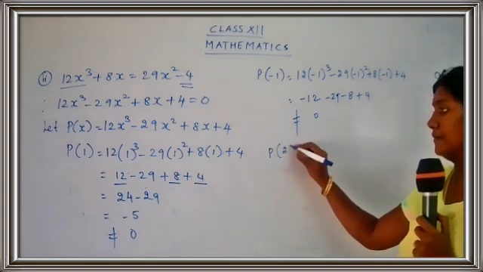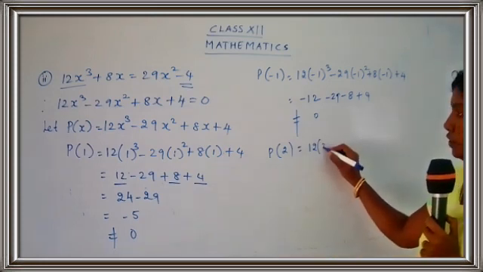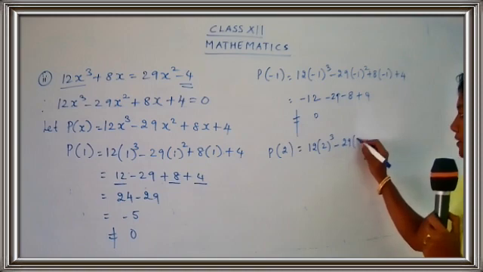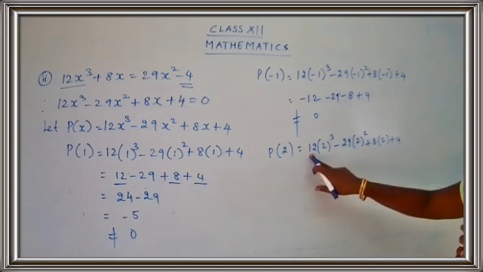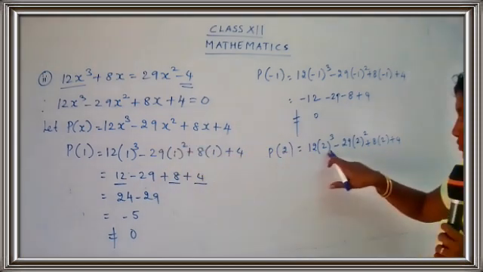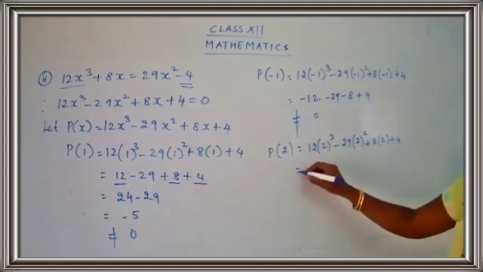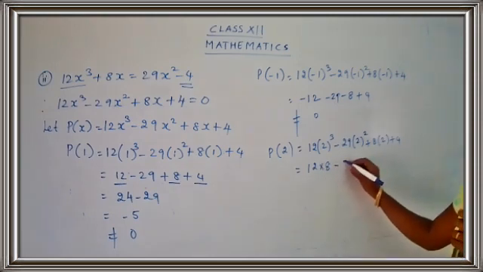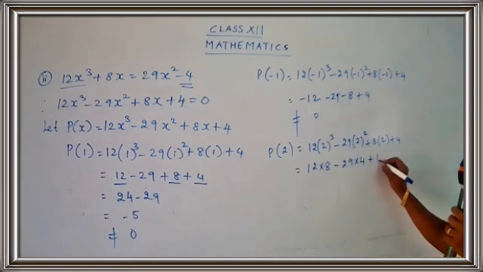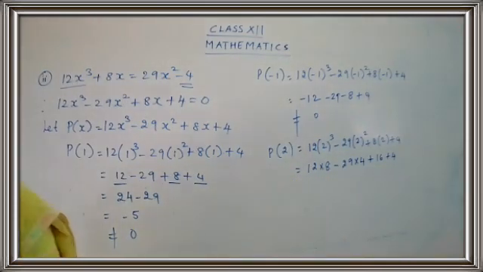Now let me take the next number. I'll take P of 2. Let me find the value. It's 12 into 2 cube minus 29 into 2 square plus 8 into 2 plus 4. Wherever you have x, you put 2. So 12 into 2 cube, 2 into 2 into 2, 8, minus 29 into 4, plus 16 plus 4. Which means what you get? 12 into 2 cube minus 29 into 4 plus 16 plus 4.